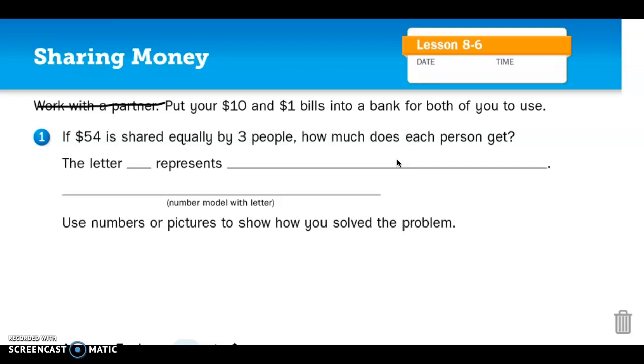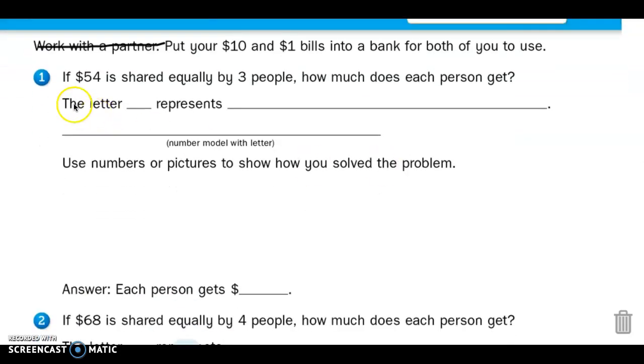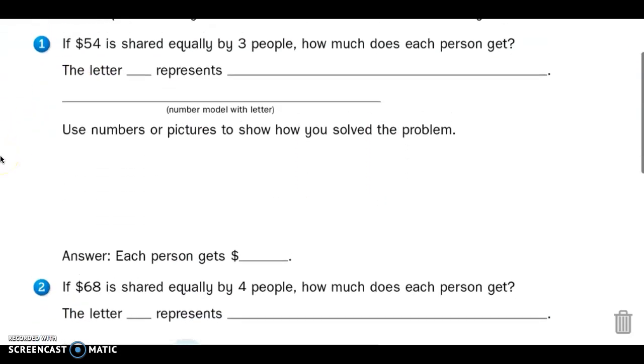Or if you want to use fake money, if you have a Monopoly game at home, you can definitely go ahead and take that out, but make sure to clean up everything when you're done. Let's see, number 1 says, if $54 is shared equally by 3 people, how much does each person get?